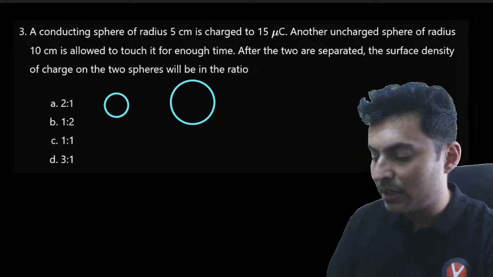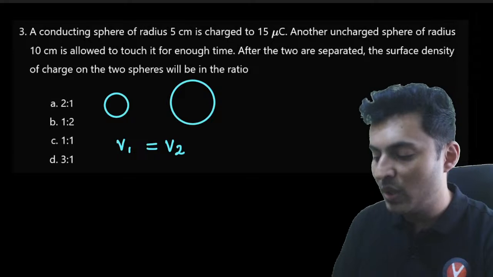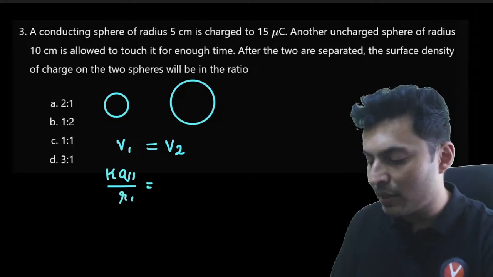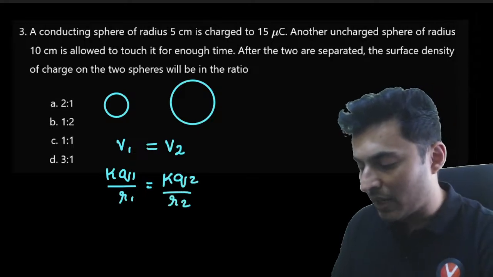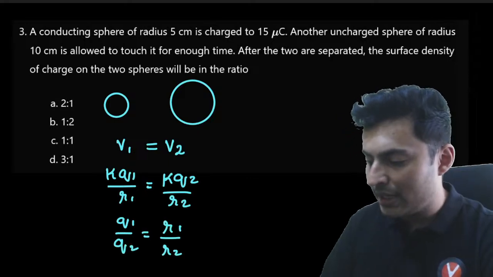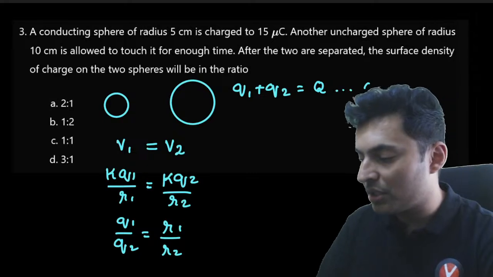And when you touch them, what will happen? The potential of one will be equal to the potential of two. And then you use KQ1 by R1 is equal to KQ2 divided by R2. And then you write Q1 by Q2 is equal to R1 by R2. And continue this with Q1 plus Q2 is basically the original charge by conservation.